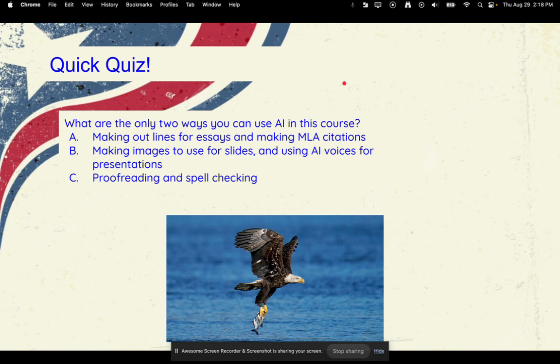All right, let's do a quick quiz. What are the only 2 ways you can use AI in this course? Is it A, making outlines for essays and making MLA citations? B, making images to use for slides and using AI voices for presentations? Or C, proofreading and spell checking? That's right, it's C. Remember, the only thing you can use for this course would be proofreading and spell checking.